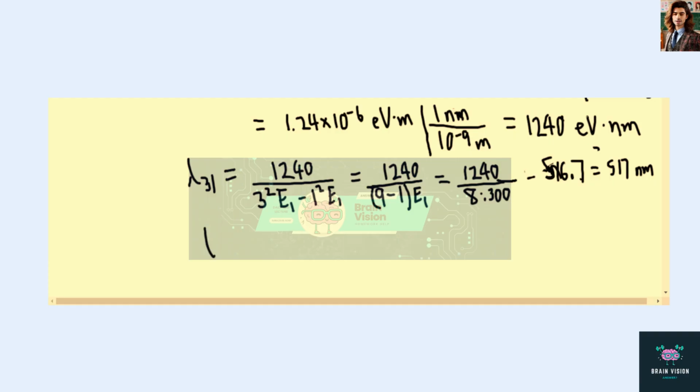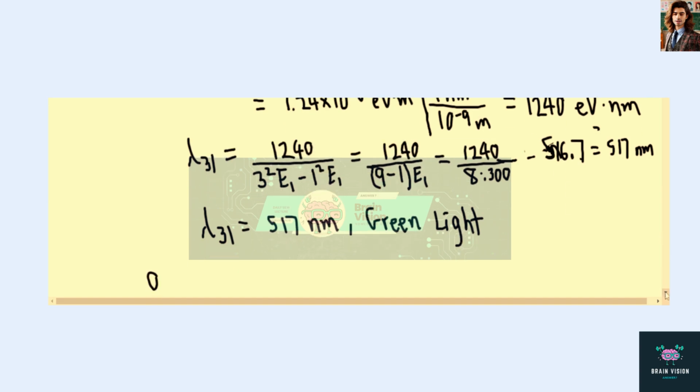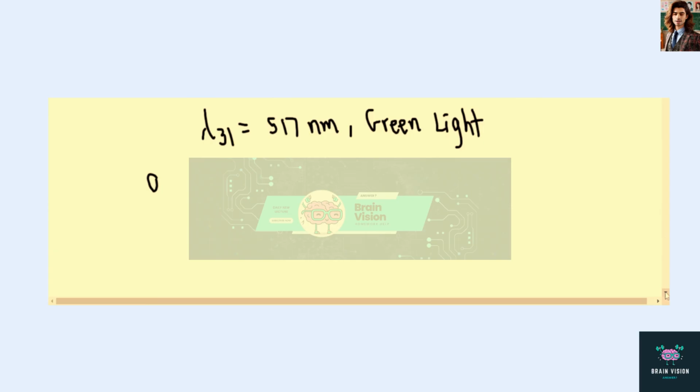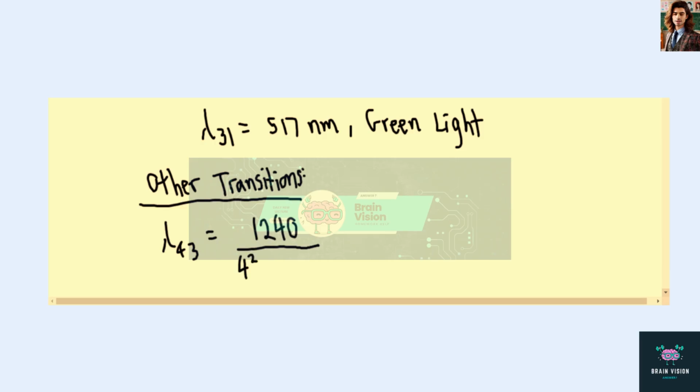So continuing with that, we see that this is a green photon, a photon of visible light in the green portion of the spectrum. The other transitions that we can get are the following. You do the same sort of calculation. You have the 1240, and you know that for values of n, you have n squared times the ground state energy. So you still have the 0.3, really 0.300, because we know that we're going to keep 3 significant figures.